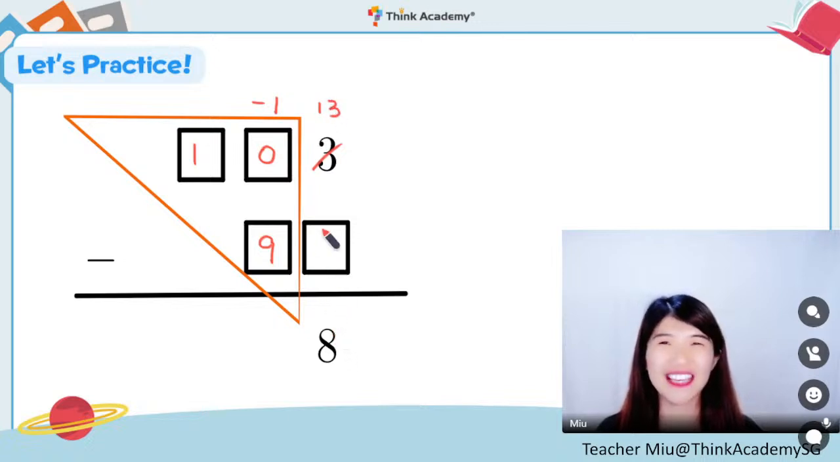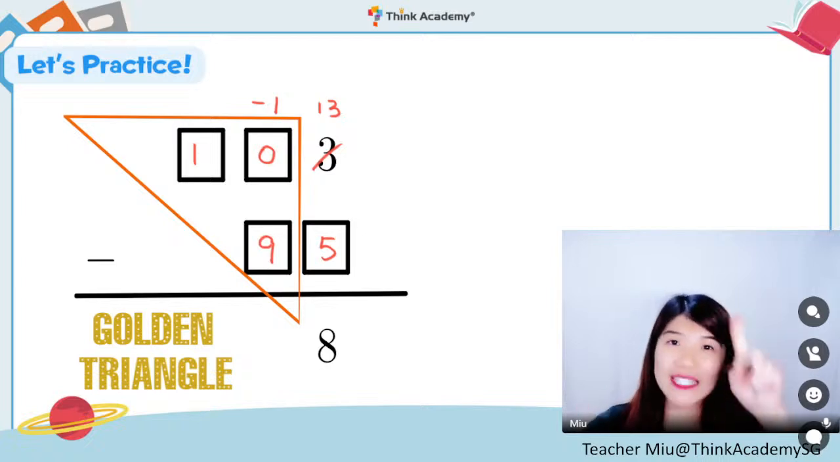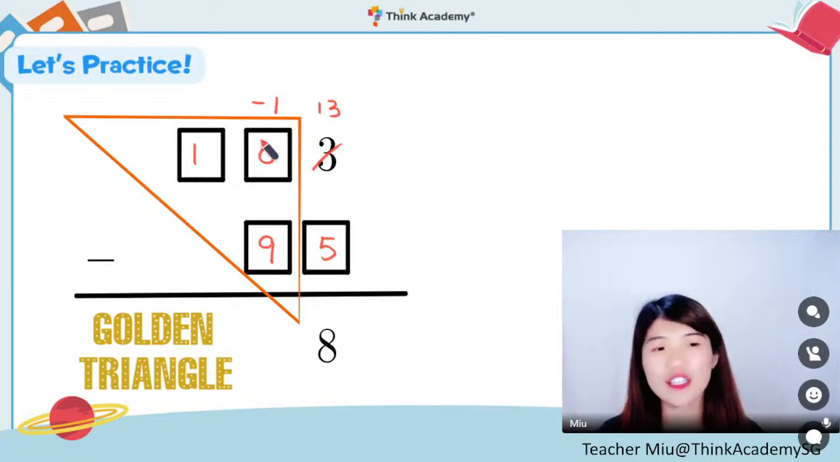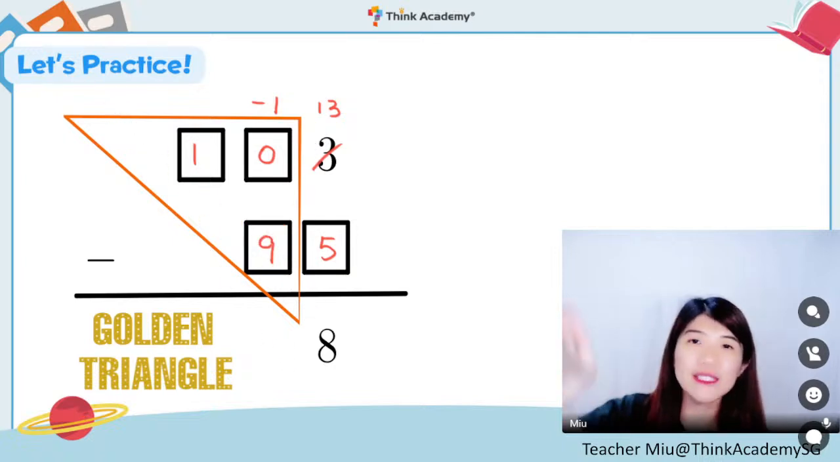Where's that something now? That must be a 5. So that's how we can do it, right? Yes, the golden triangle can also be an upside down one. So when you see a 2-digit minus a 1-digit and get nothing, this is a golden triangle, but an upside down one, right?